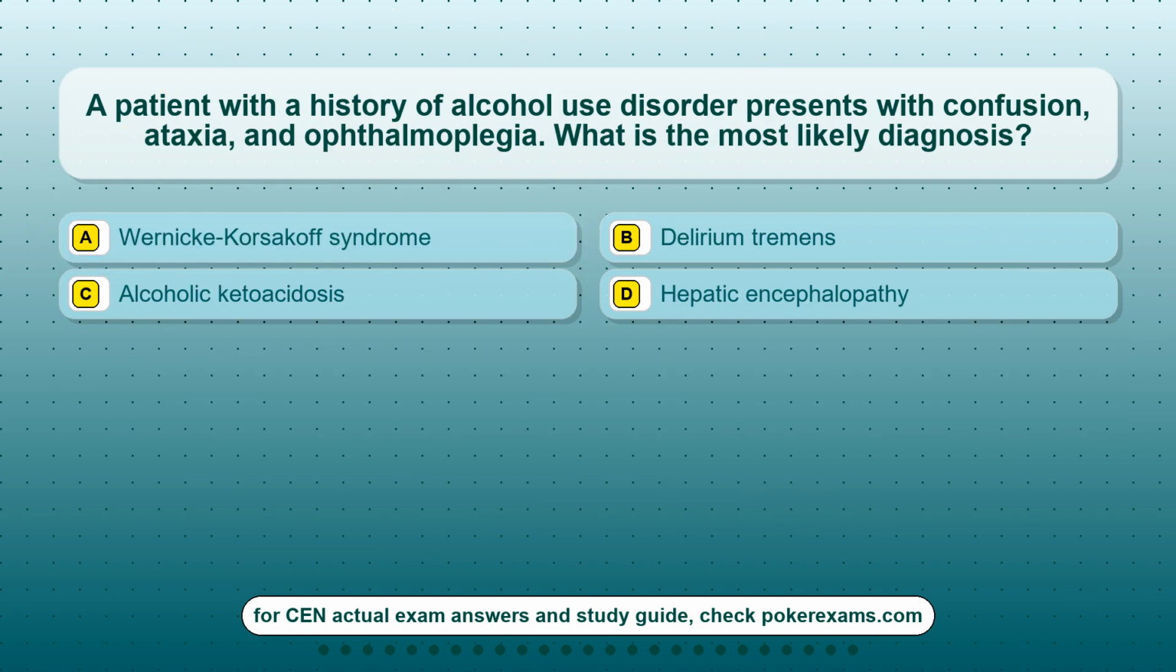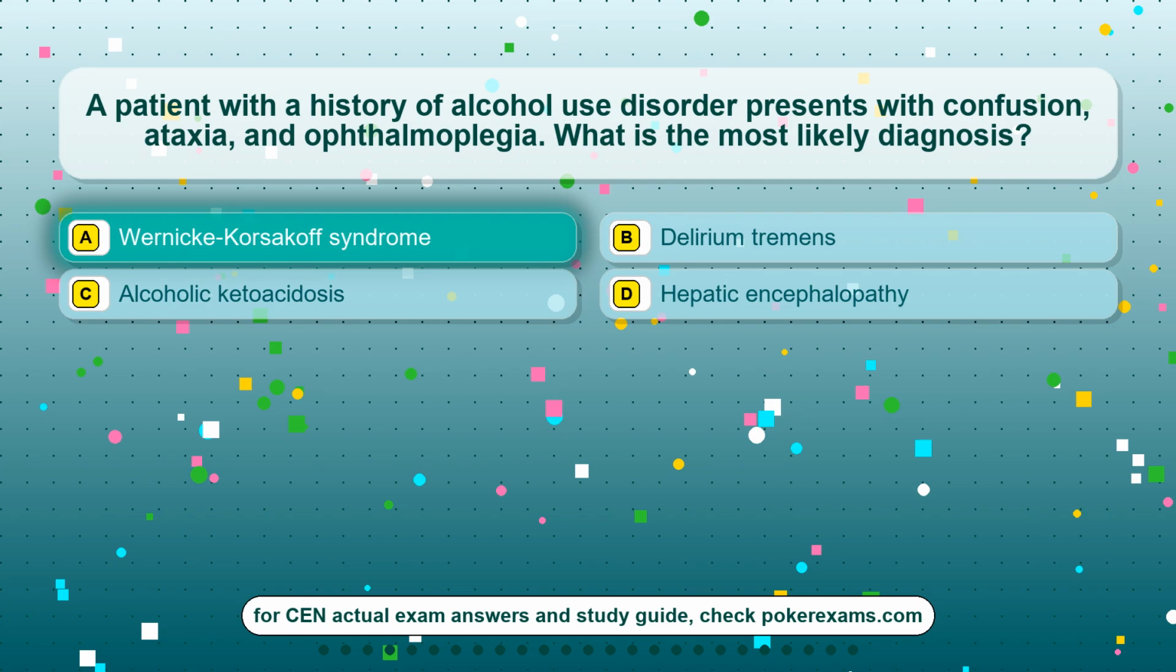Question 5. A patient with a history of alcohol use disorder presents with confusion, ataxia, and ophthalmoplegia. What is the most likely diagnosis? Option A, Wernicke-Korsakoff syndrome. Option B, delirium tremens. Option C, alcoholic ketoacidosis. Option D, hepatic encephalopathy.